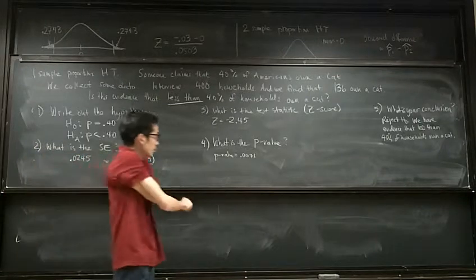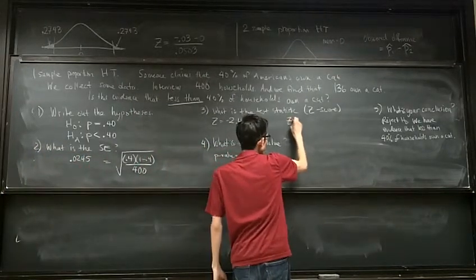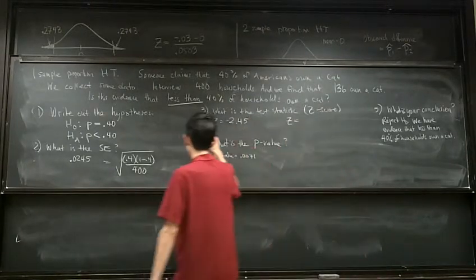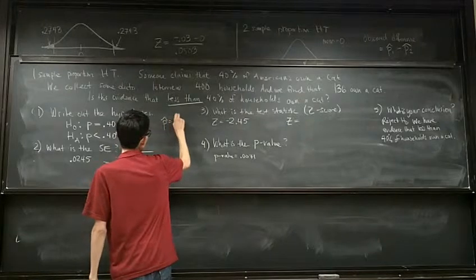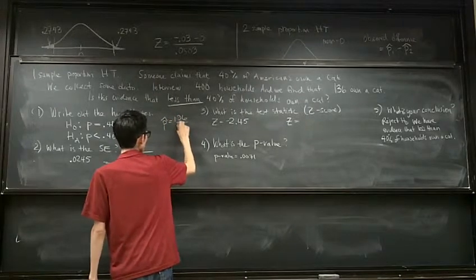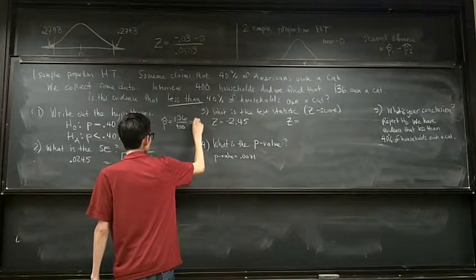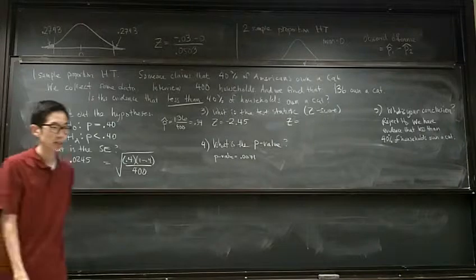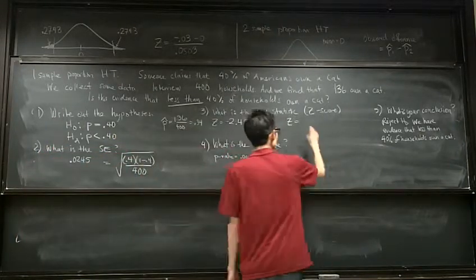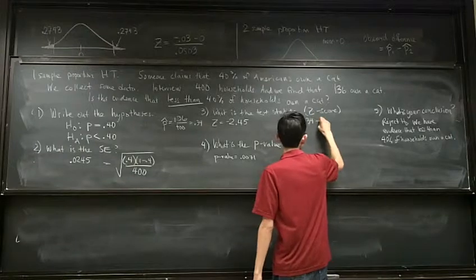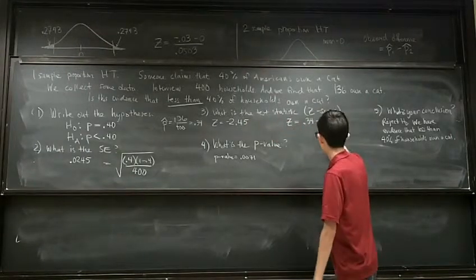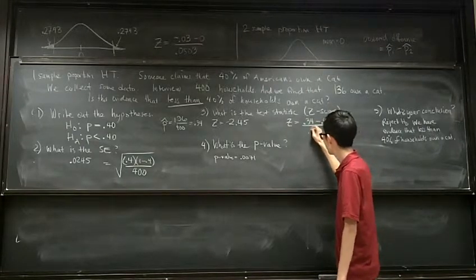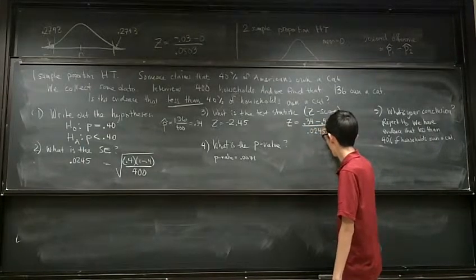My test statistic, here my Z, is equal to P hat minus P over the standard error. So what is my P hat? My P hat is 136 out of 400. Okay, I think that's 0.34, is that right? Yes. So what I observed is that 34% of American households own a cat versus what the null hypothesis states, which says that 40% would own a cat. And I divide that by my standard error of 0.0245.